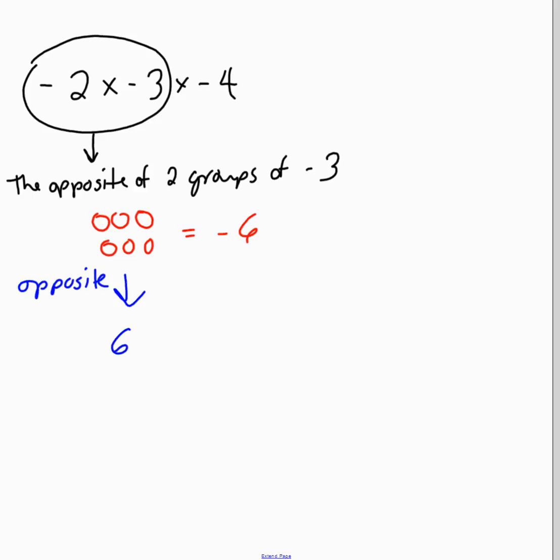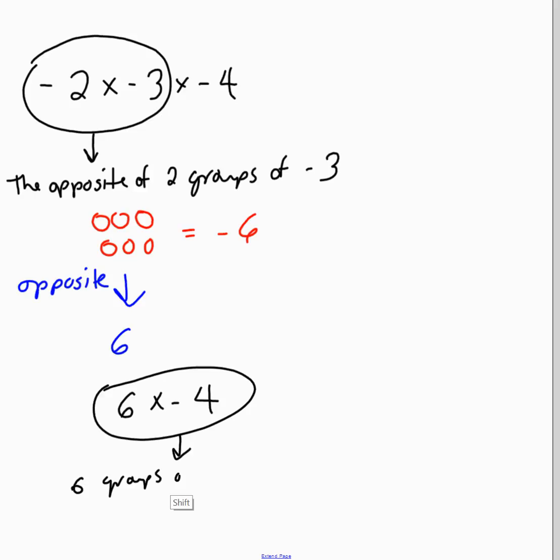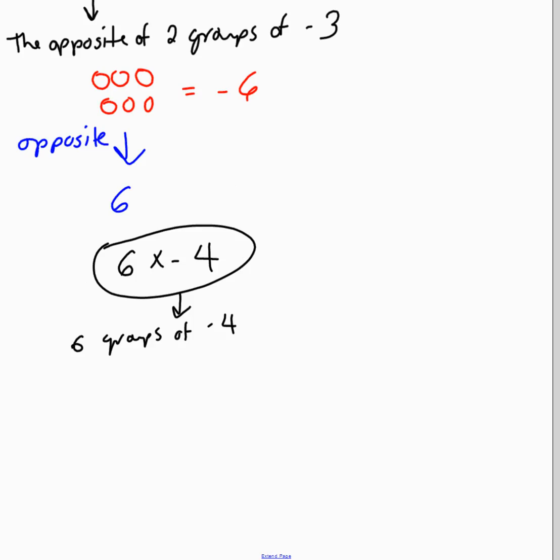So now my question is 6 times negative 4. What does that mean? Well, 6 times negative 4 means 6 groups of negative 4. That one's going to be awfully long to draw out. Should have thought ahead there, but 1, 2, 3, 4. 1, 2, 3, 4. So there's 3 groups, 4 groups, 5 groups, 6 groups. I end up with negative 24.